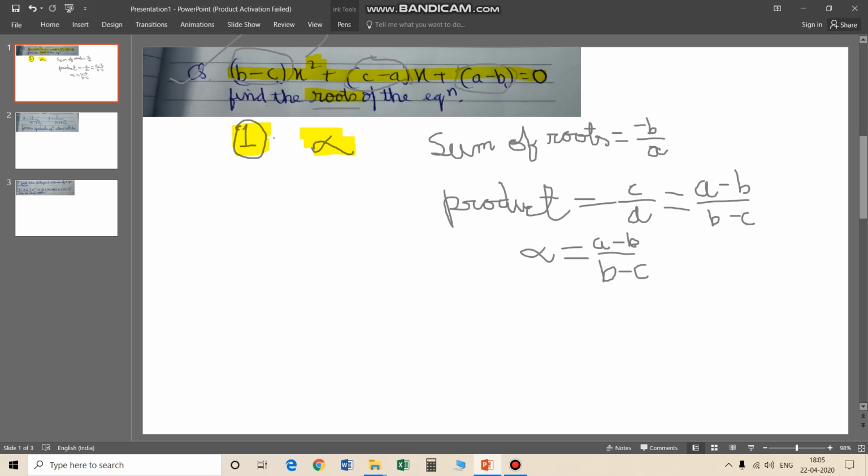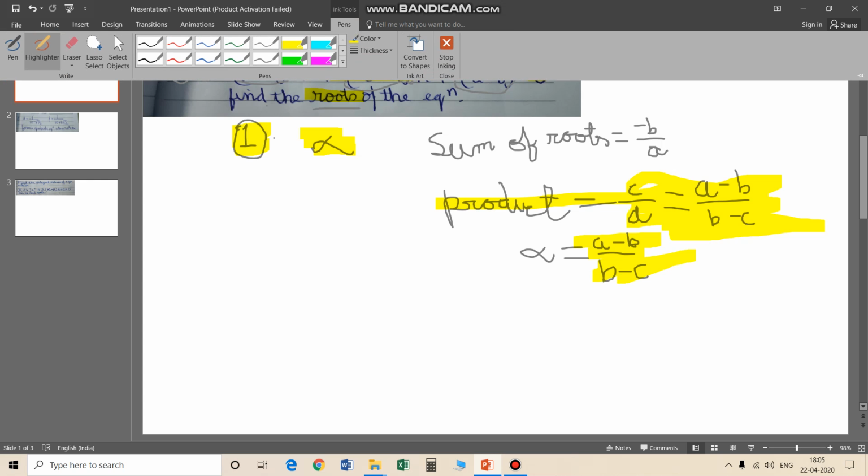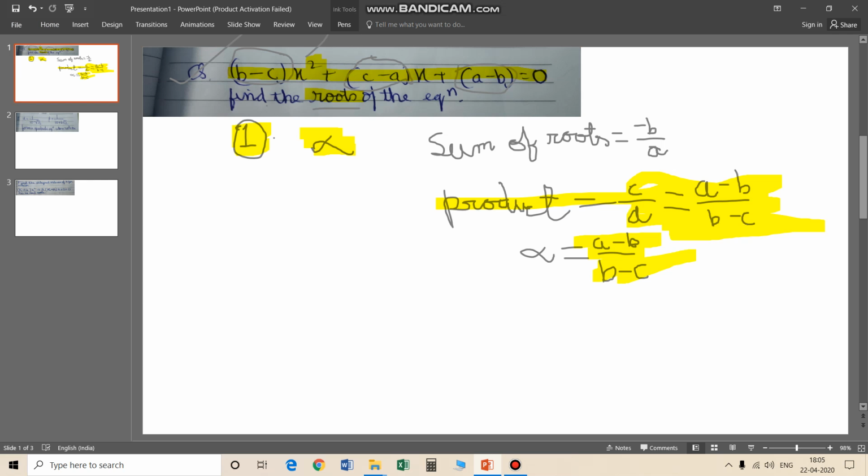Sum we didn't use. Product came to be equal to C by A, which is (A minus B) by (B minus C). Alpha into 1 is alpha, and this is the value of alpha. Hence one root is 1 and the other root is (A minus B) by (B minus C).